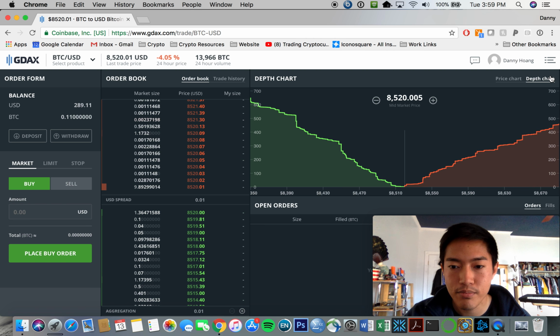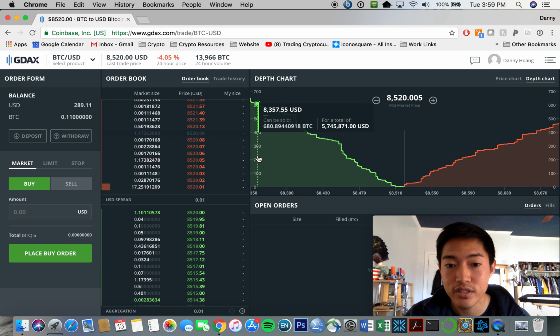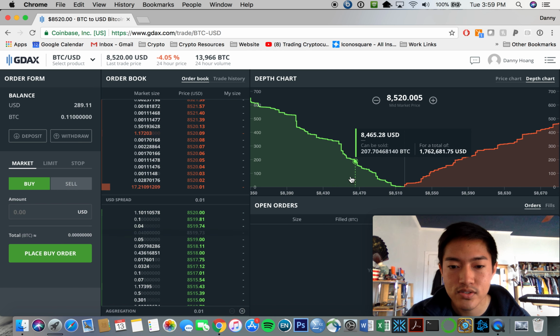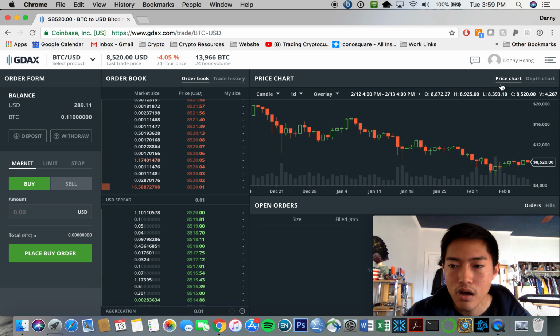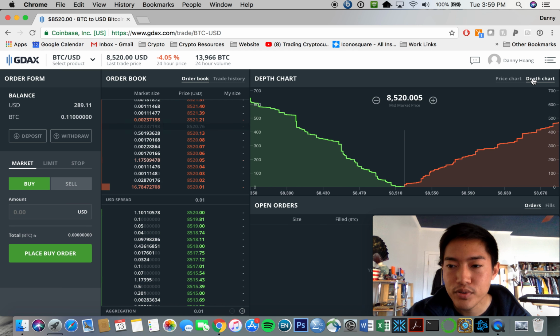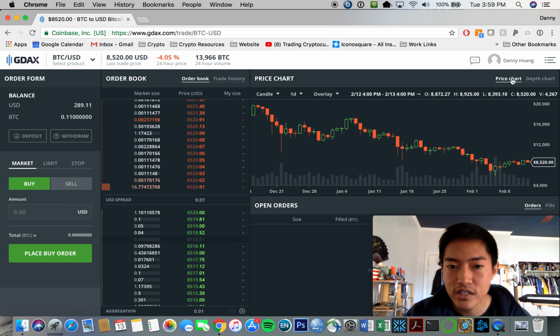If you click the depth chart in the top right, there's a pretty healthy buy volume right now, which means there's a good number of people who are trying to buy in at these prices. For the price to ever drop to 8,350, somebody would have to sell Bitcoin at all of these prices to get down to this point. So you can flip between the depth chart and the price chart right here.